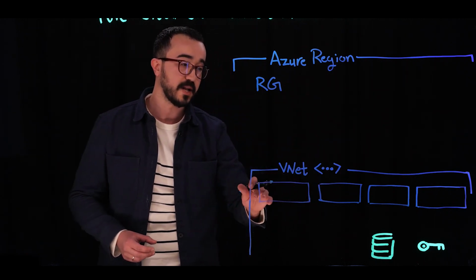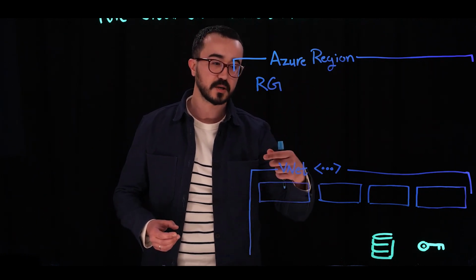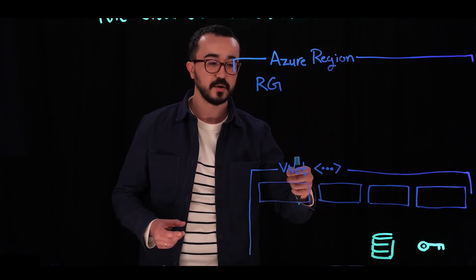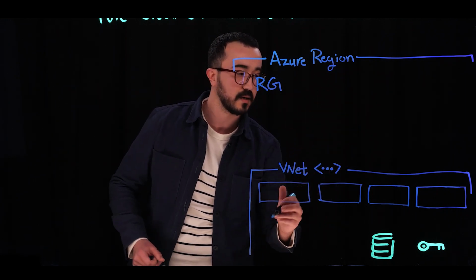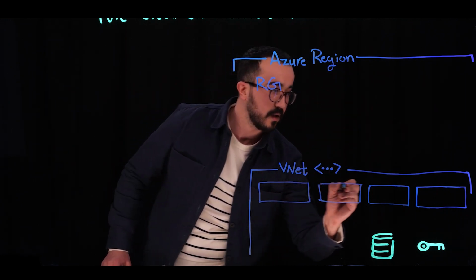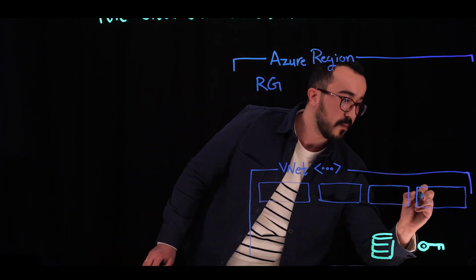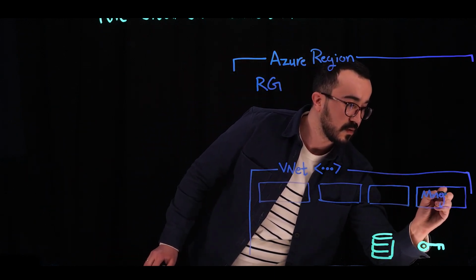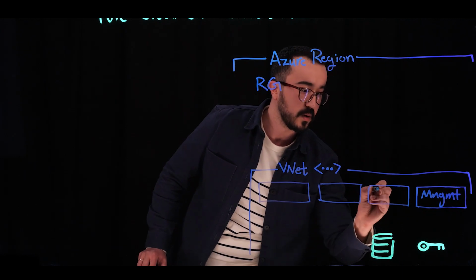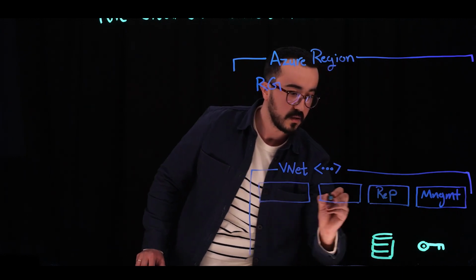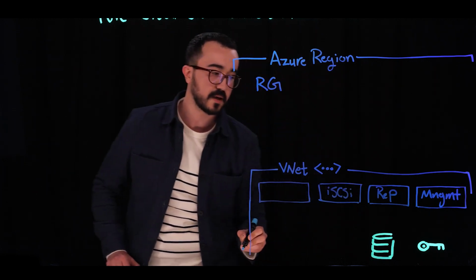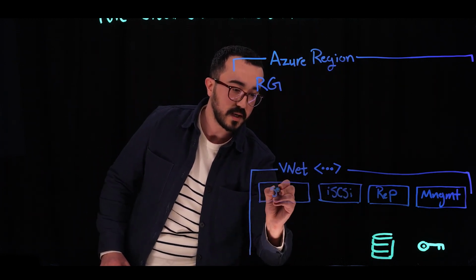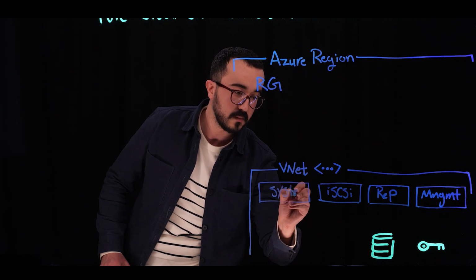The VNet should have 4 subnets that the Cloud Block Store will require to deploy its services to or connect the controllers, which Kyle is going to explain later on. The 4 subnets will be management, replication, iSCSI for the storage traffic, and the last one is the system network.